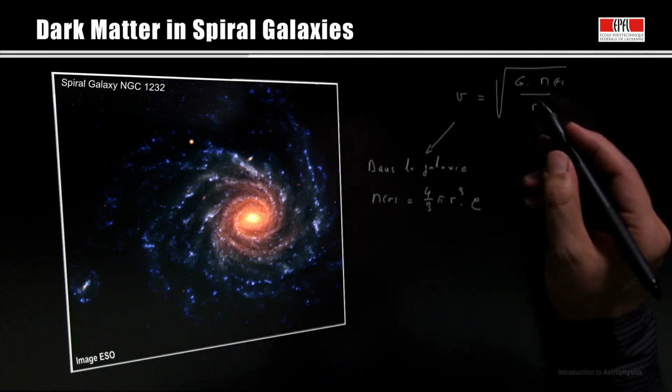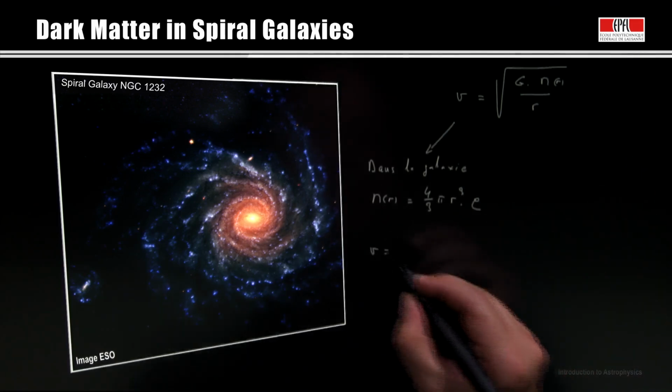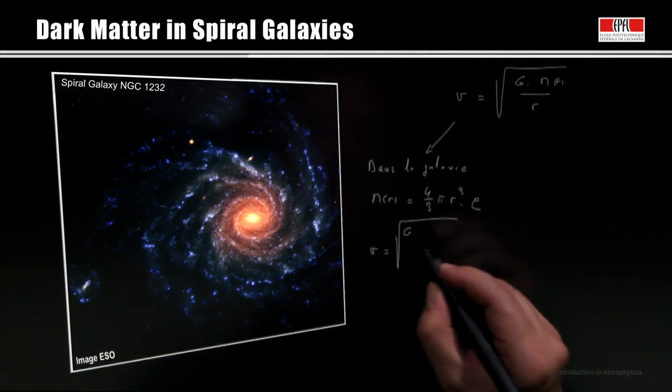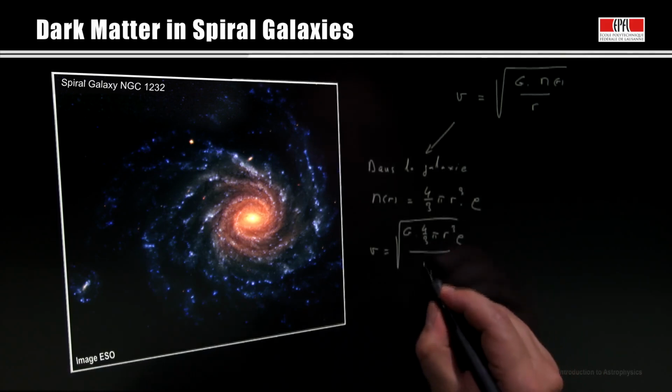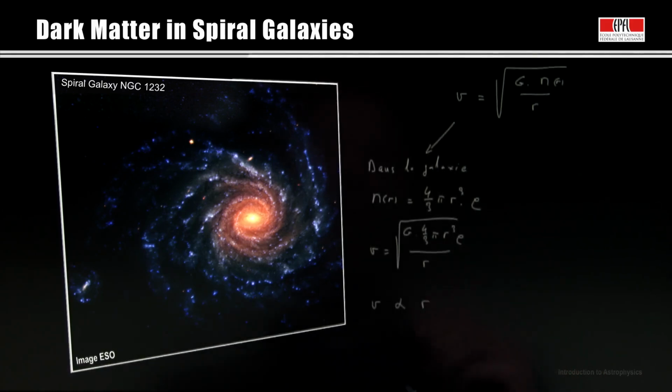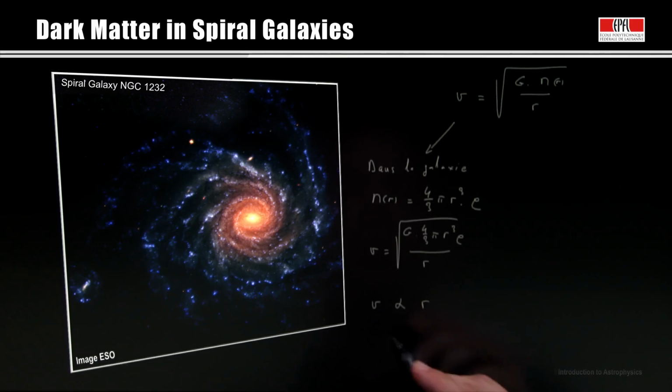If one places it into this equation, the result will be v equals square root of g times 4 divided by 3 r cubed times rho divided by r. This means that v is proportional to r. This is the rotation curve near the galactic center.